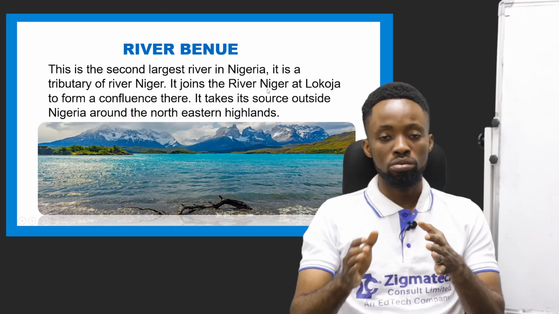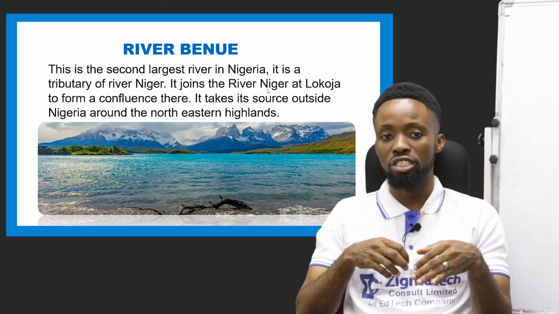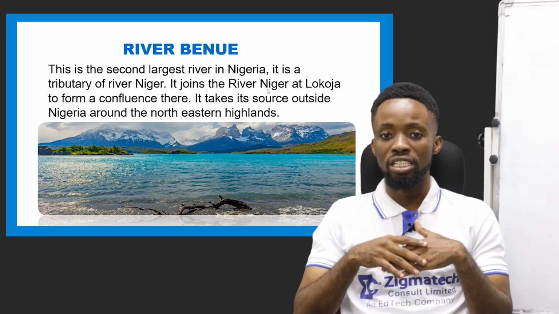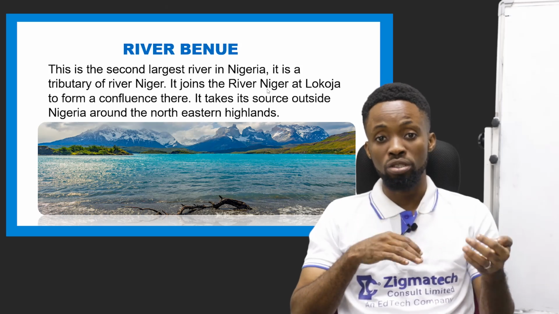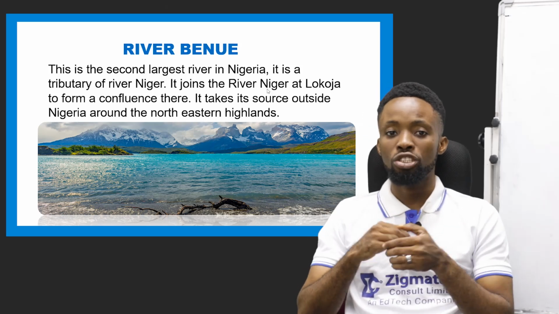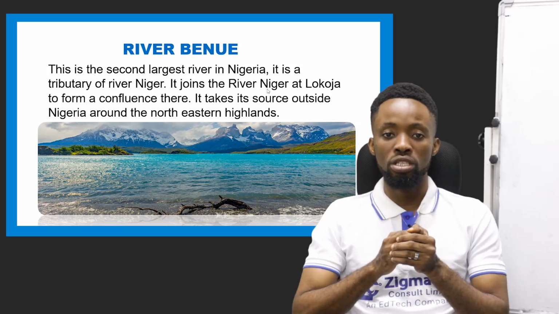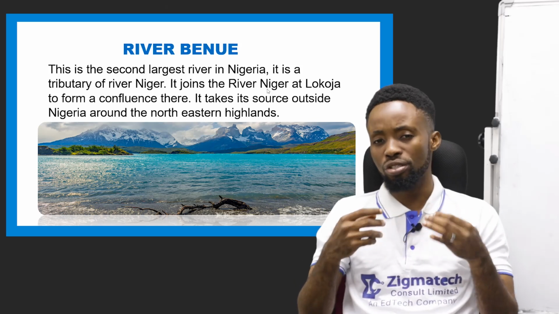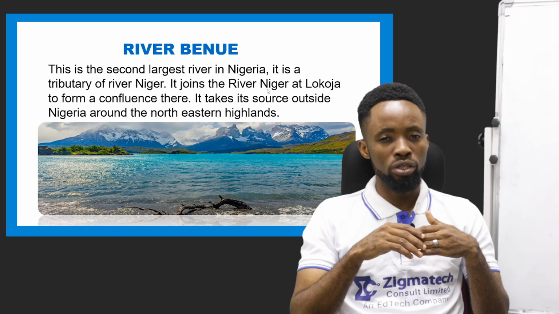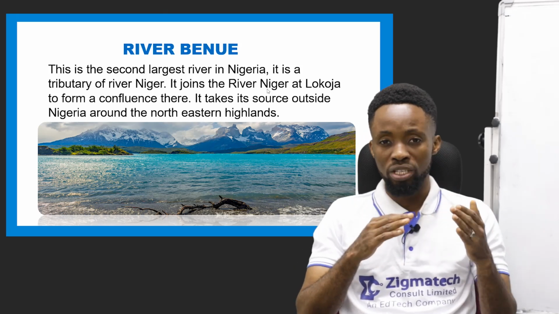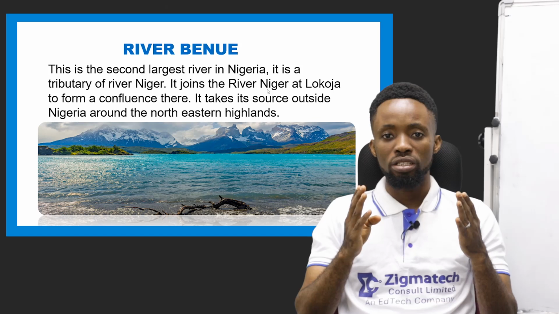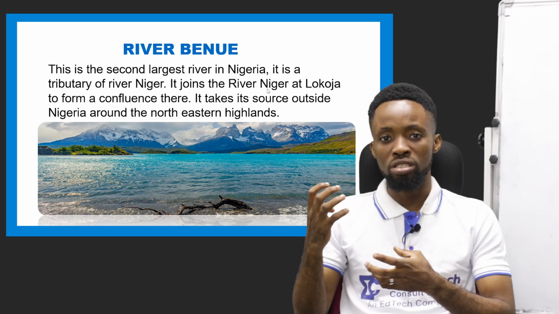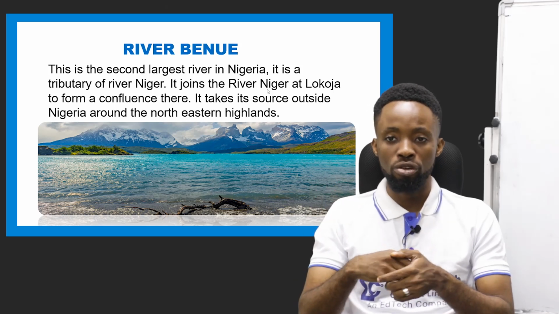Now, the second most common river we have in Nigeria is the Benue River, and it's also the second largest, and like I said, it is a tributary of River Niger. It joins River Niger at Kogi State, Lokoja to be precise, to form a confluence there. Now, the source of River Benue is from the northeastern part of the highlands, and also from outside of Nigeria, from the east, that is from the region of Cameroon.